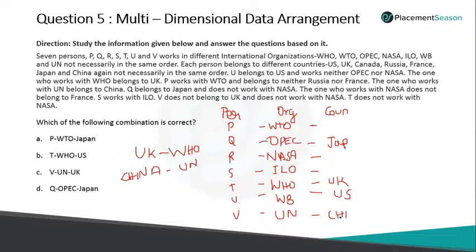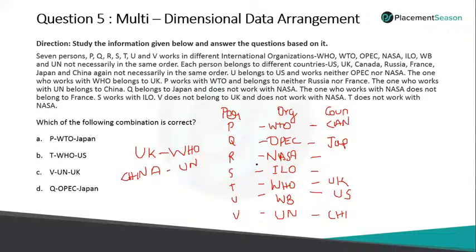And country wise, we'll see country wise. Country wise also, many things are given. So P works for WTO, but belongs neither to Russia nor France. Here Russia will not come, and France will not come either. There are already 4 countries fixed. Of the remaining 3 countries, 2 will not come. There is only 1 country, which is Canada. So we can write Canada here. I'll write only CAN.